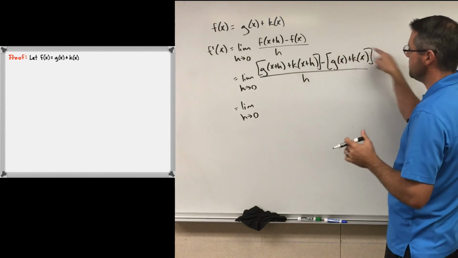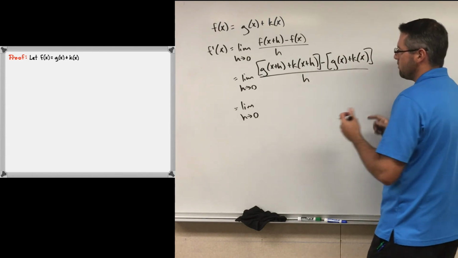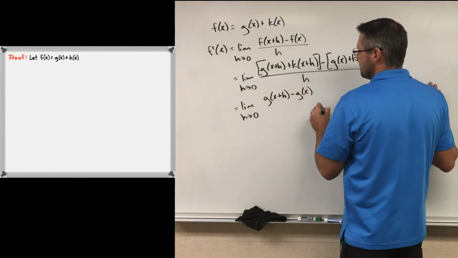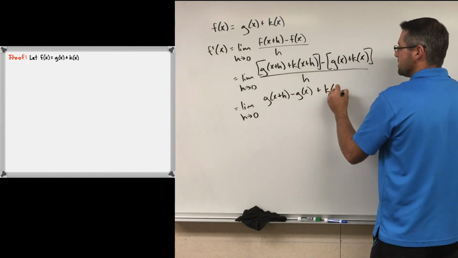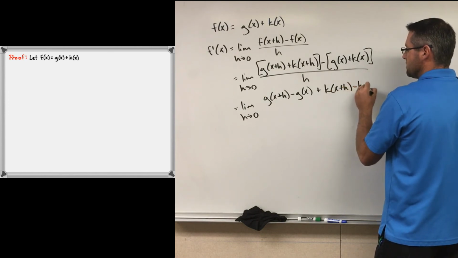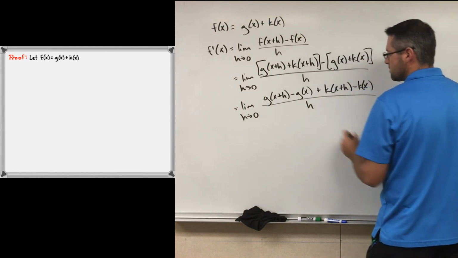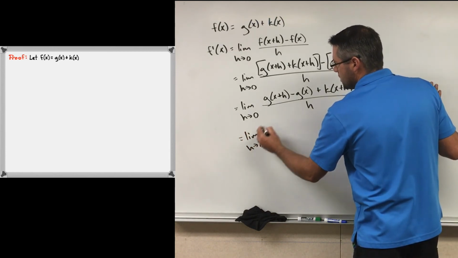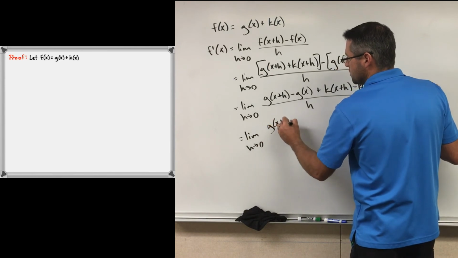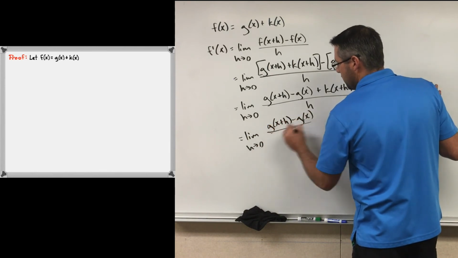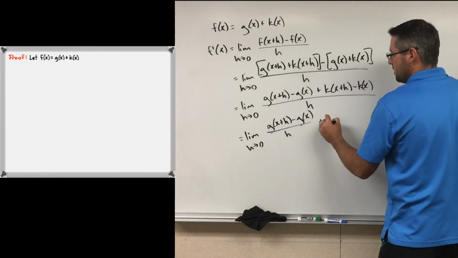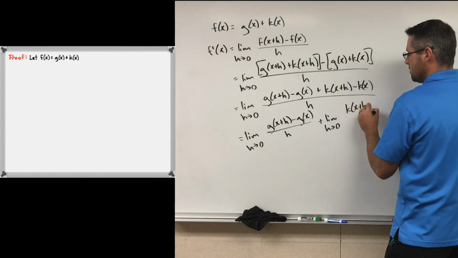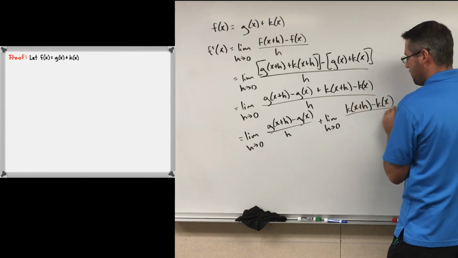I'm going to do this pretty quickly. Distribute the negative, and you're going to see how I can rearrange this. This will be g of x plus h minus g of x, and then plus k of x plus h minus k of x all over h. And then I can separate this into two separate limit expressions. So I could say the limit of g of x plus h minus g of x all over h, and then plus the limit as h approaches 0 of k of x plus h minus k of x all over h.